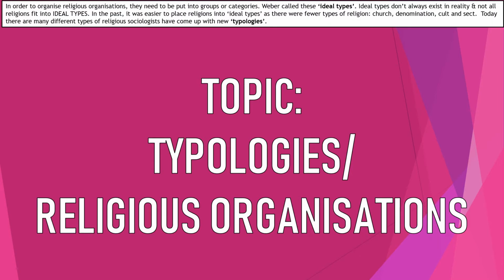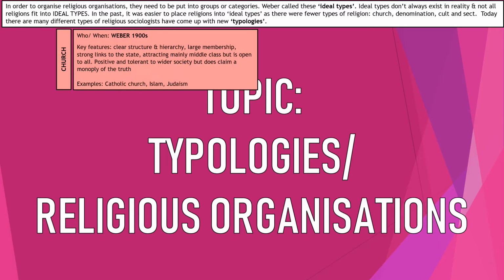So in order to understand religion, one of the things that was introduced by Weber in the 1900s was this idea of ideal types. It's basically perfect examples of religions, and he tried to organise the variety of religions that existed in society. Now, with all ideal types, we have church, denomination, sect, cult. These are some of the original typologies we'll look at. It's helpful for organising religion, but just keep in mind that not every religion fits neatly into these typologies, and as society developed, religion changed, new typologies were developed to accommodate the vast variety of religions.